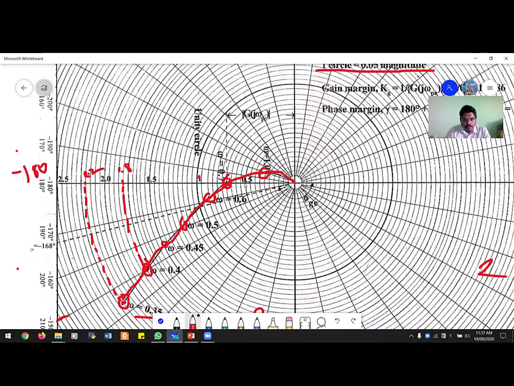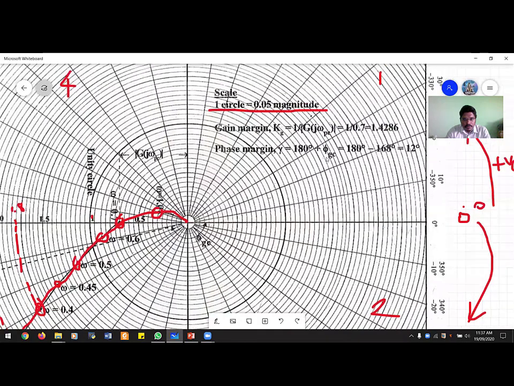So up to here it is 0.5, this is 0.55, this is 0.6, 0.65, okay? Then, when calculating the gain margin, Kg is equal to 1 divided by 0.7, which is equal to 1.742. This is your gain margin.